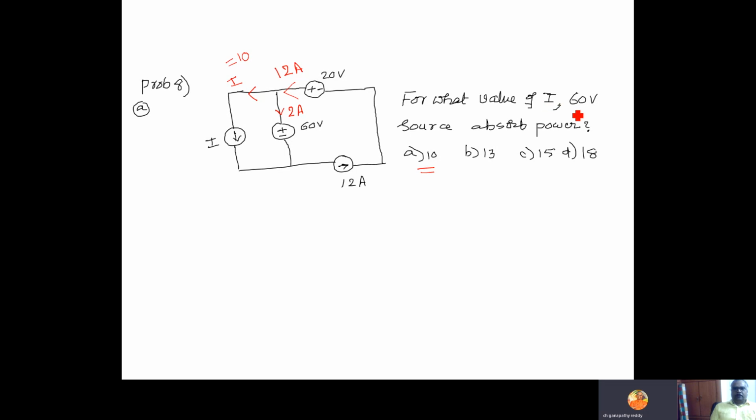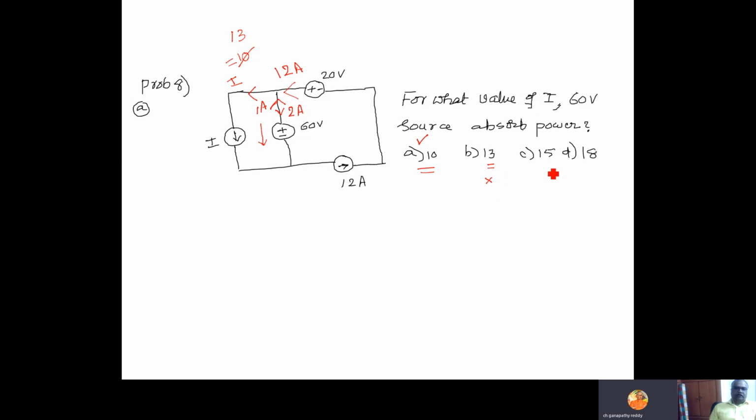For what value of current should the 60 volt source absorb? Here the current flows from positive to negative, therefore it absorbs. Because it is absorbing, 10 is correct. Now try 13. If this is 13 and this is 2, then this must be 1 ampere, going upward. 12 plus 1 becomes 13. But 1 is going from negative to positive, so it cannot absorb. Therefore, 13 is wrong.